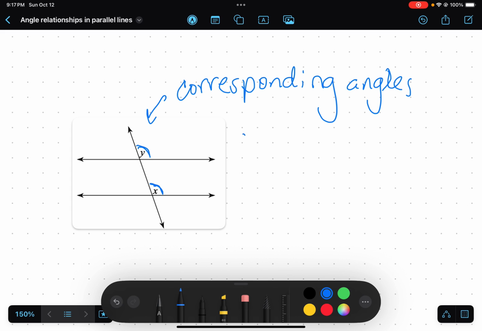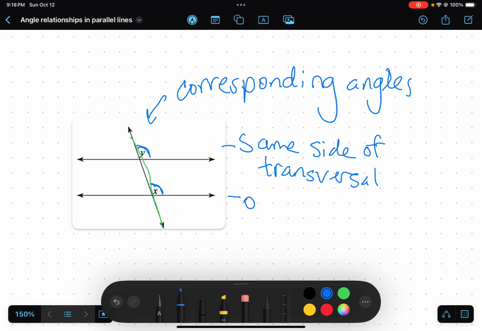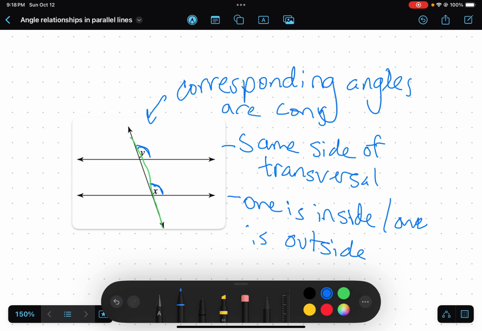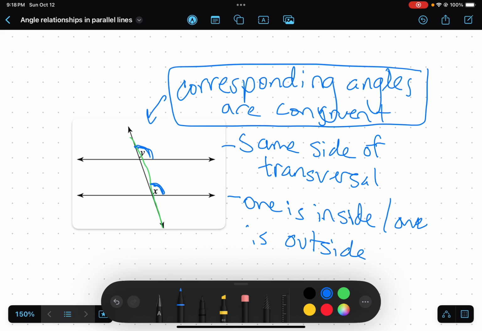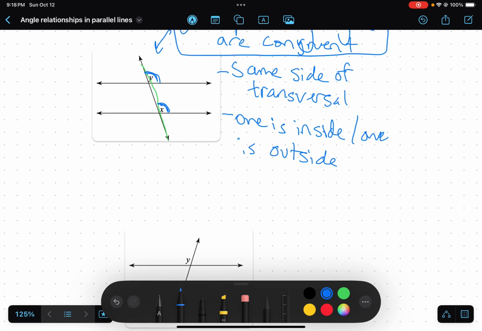So they're on the same side of the transversal. The transversal is this green line right here. And one is inside and one is outside of the parallel lines. And corresponding angles are also congruent, right? We can see they're the same. These angles match up to each other. Okay, so let's do a few more names so you can get those notes down.